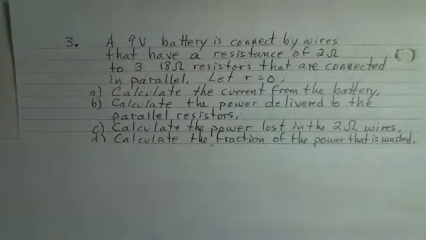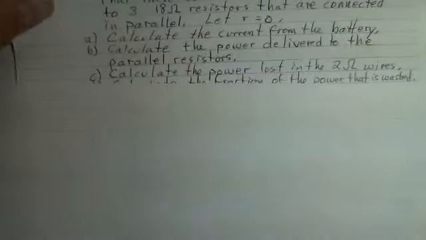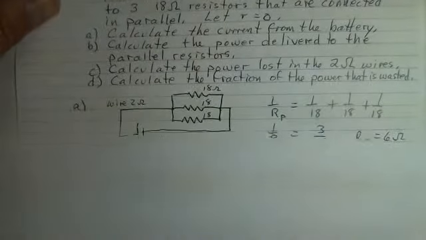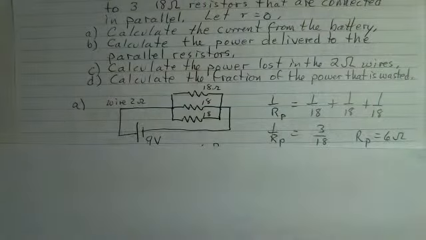We want to calculate the current from the battery, the power in the parallel resistors, the power in the 2-ohm wires, and the fraction of the power that is wasted in the wires. Well, our approach to this would be to first draw the circuit diagram: 9 volts, 2-ohm wires, parallel connection of the 18 ohms, and now simplify the circuit.